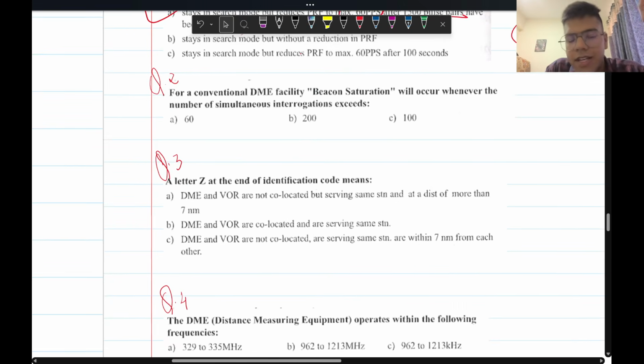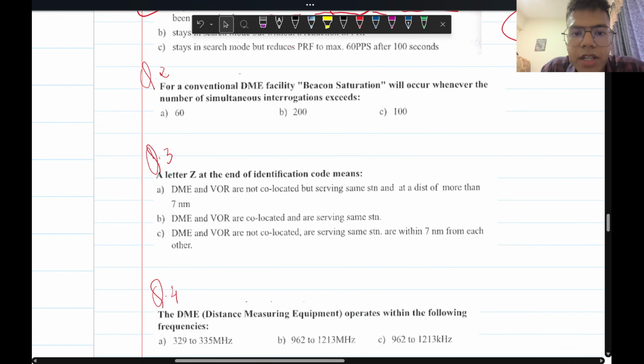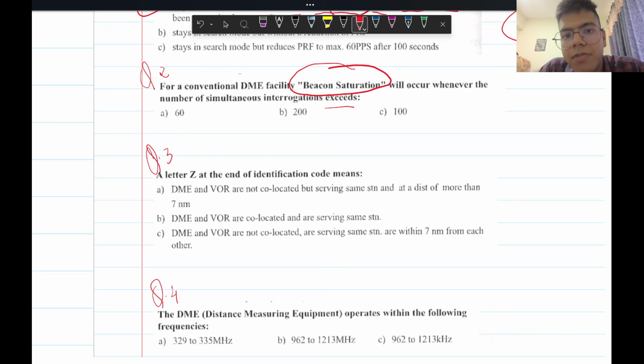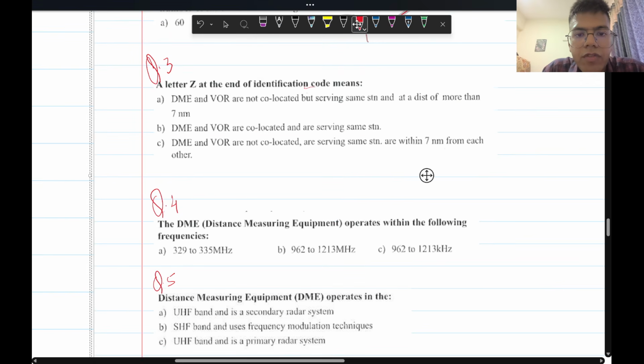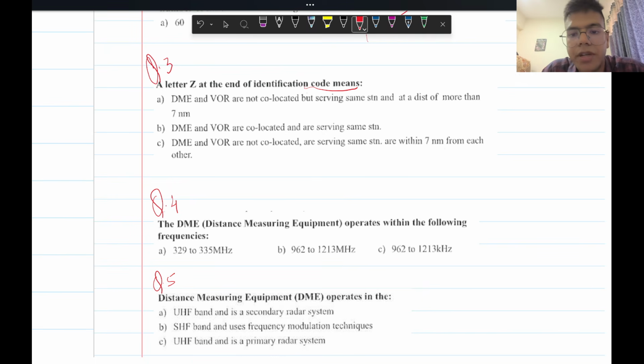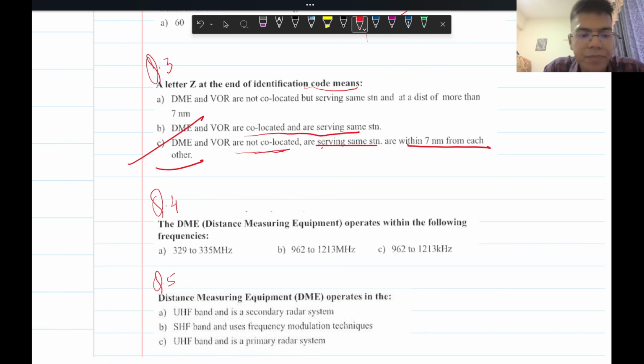For a conventional DME facility, beacon saturation will occur when number of simultaneous interrogations exceed. देखो beacon saturation, जब 100 से ज़्यादा aircrafts are using the same beacon, so in that case beacon saturation will take place. So 100. A letter Z at the end of identification code means, अभी हमने डिस्कस किया था that both are 7 nautical miles to each other. DME and VOR are co-located and serving the same station. DME and VOR are not co-located and देखो co-located तो नहीं है but serving the same station are within 7 nautical miles from each other. So its answer is Charlie.